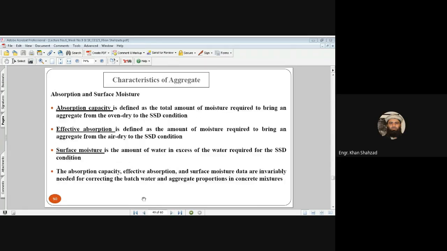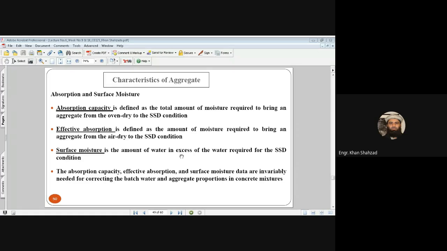Now, the next one, the absorption capacity, effective absorption, and surface moisture data are invariably needed for correcting the batch water and aggregate proportions in concrete mixtures. So when we discuss the mix design of concrete, there you will learn how we can subtract this extra amount of water from the water cement ratio.